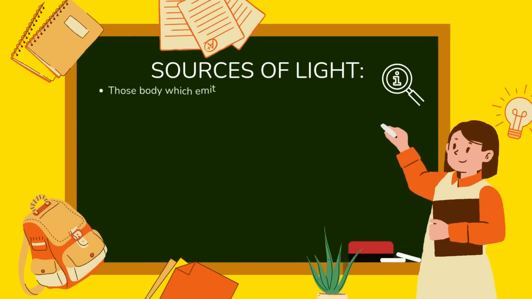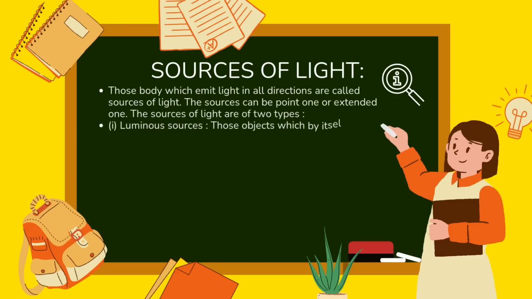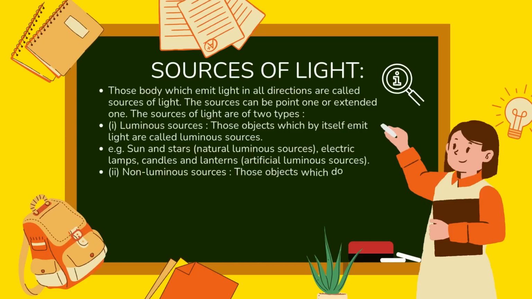Sources of light. Those bodies which emit light in all directions are called sources of light. The sources can be point ones or extended ones. The sources of light are of two types. 1. Luminous sources. Those objects which by themselves emit light are called luminous sources. Example: sun and stars, natural luminous sources; electric lamps, candles and lanterns, artificial luminous sources.